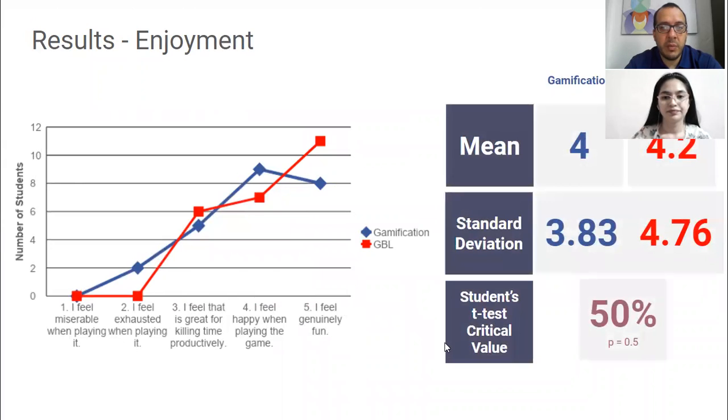Results regarding enjoyment. Out of 5 points possible, gamification mean was 4 and GBL was 4.2. GBL's standard deviation is bigger than gamification, which means that they did not impact in the same way. And the students' t-test critical value of 50% shows that differences were not significant.